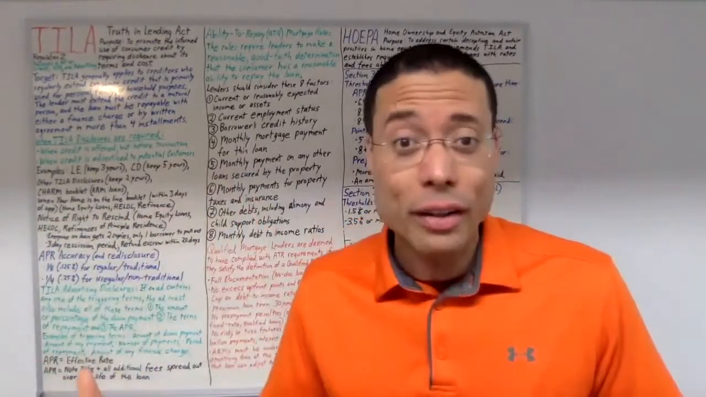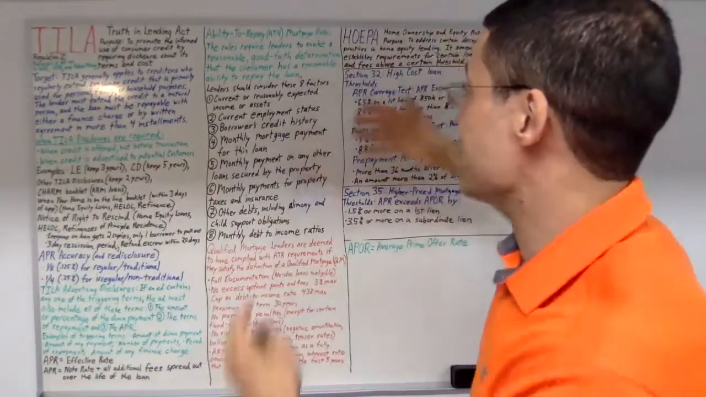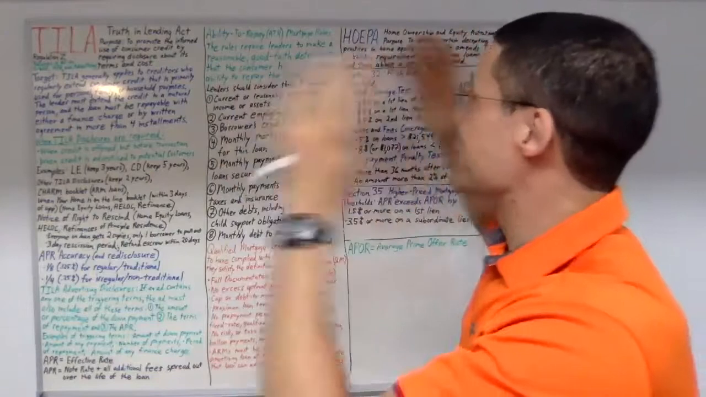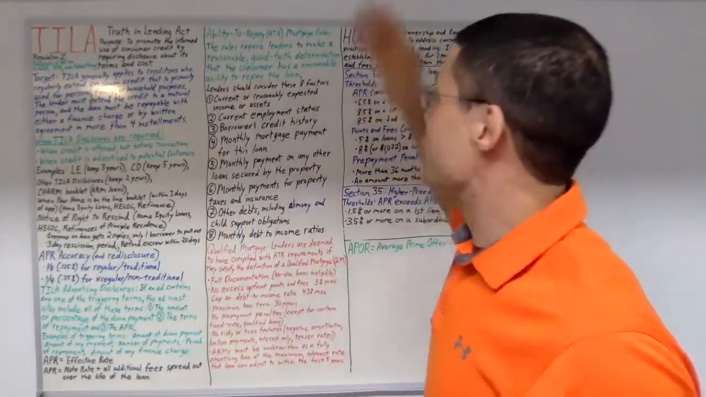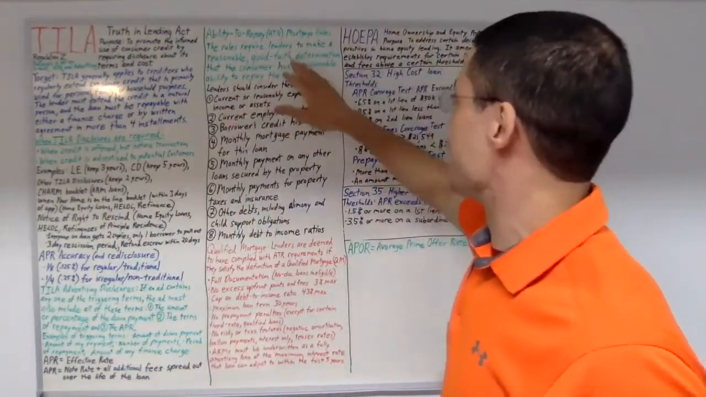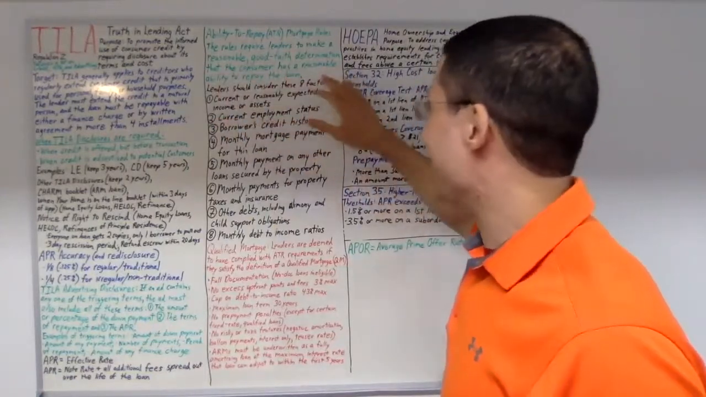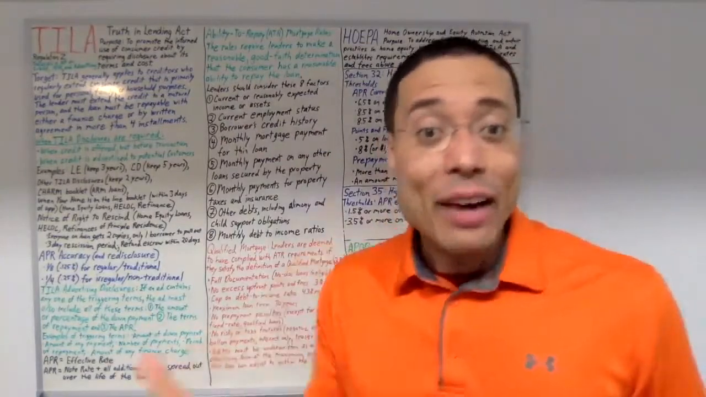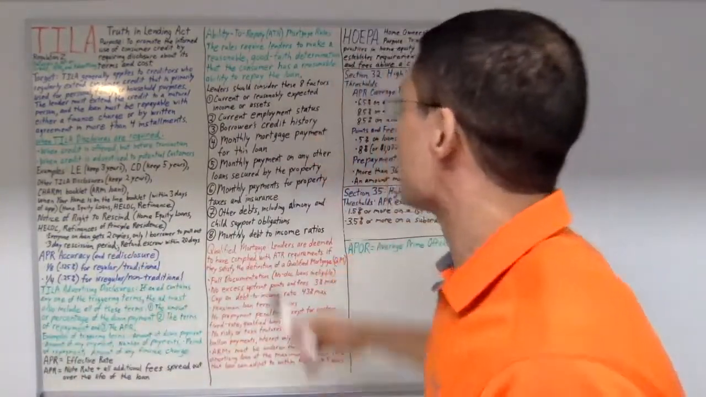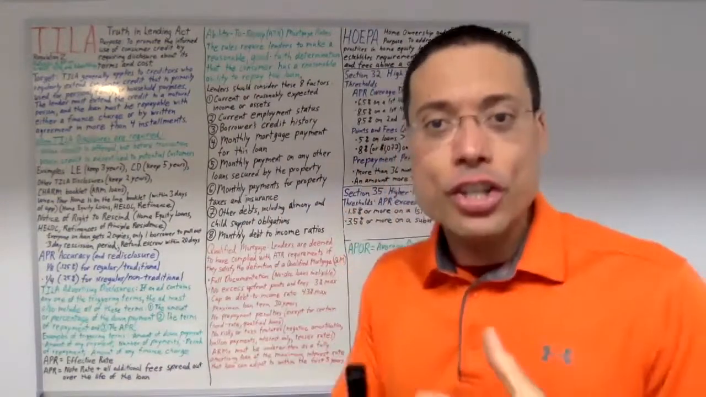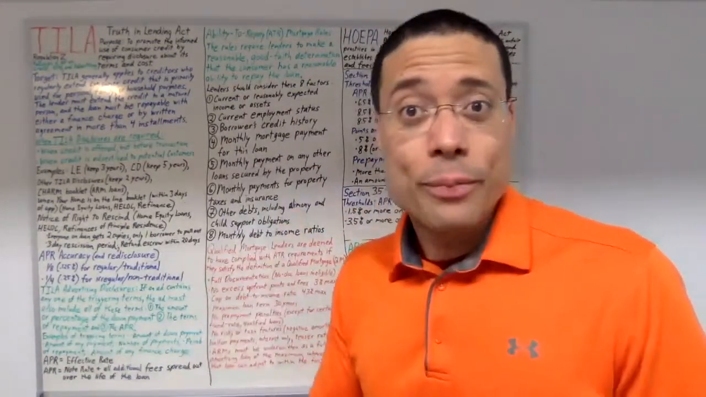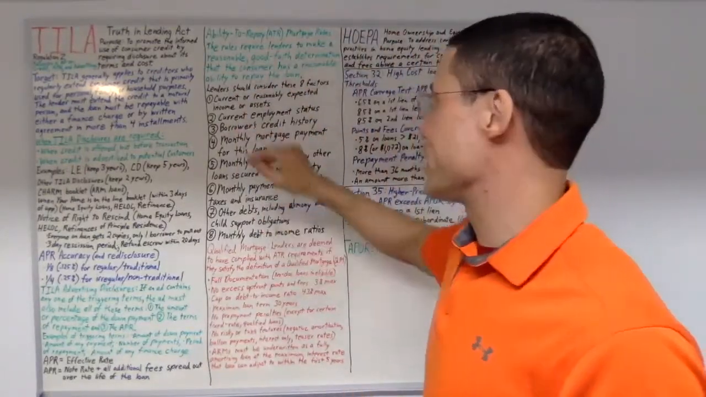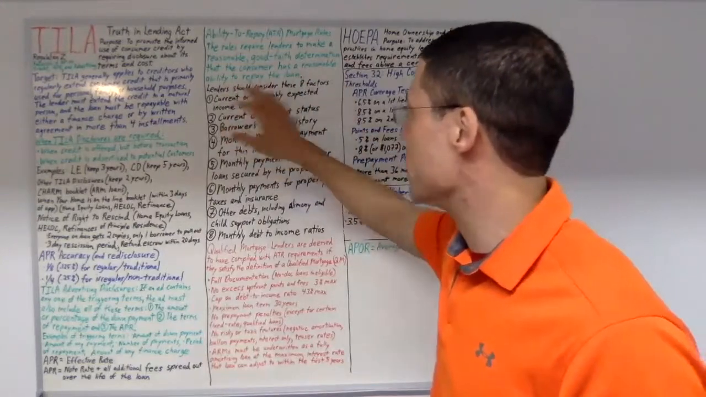And that's wrong. So the law is saying, look, we have these rules now. You have to make a reasonable, good faith determination that the consumer has a reasonable ability to repay the loan. Now, here's the question then. How do we make that determination? What are some things that lenders need to consider when they are making a reasonable, good faith determination that the consumer has a reasonable ability to repay the loan?